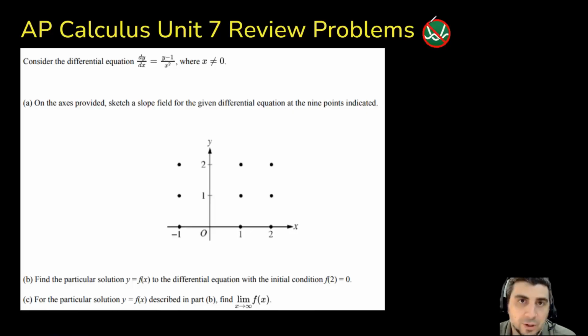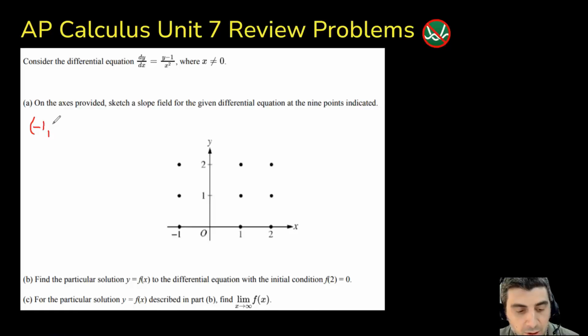So here we have a free response question. We have the differential equation dy/dx equals y minus 1 over x squared, where x is not equal to 0. We have to sketch the slope field here. They may do this on the AP exam. They're only going to give a limited number of points. You're not going to have to sketch a giant slope field. Here, it's only 9 points. I'm going to look at the different points.